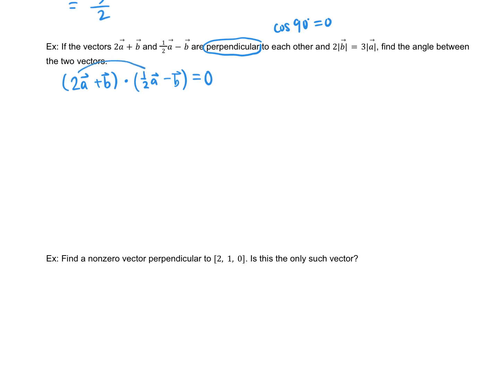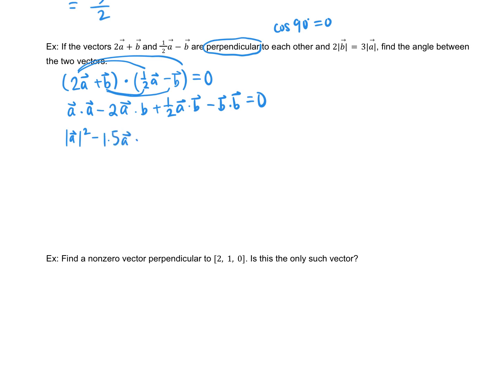2 times vector a dot 1/2 times vector a. Well, 2 times a half is 1. So we'll just have a dot a. And then we'll have 2 times -1 and then a dot b plus 1/2 a dot b minus b dot b should equal 0. I'll collect my like terms. I'll bring in that magnitude property. So I'll do -2 plus 0.5. I'll keep the decimal because it's a nice exact decimal, so I don't mind.